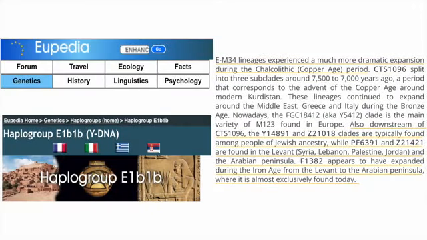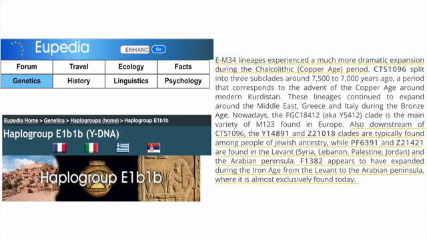According to the webpage Eupedia titled E1B1B, it reads, "E-M34 lineages experience a much more dramatic expansion during the Chalcolithic (Copper Age) period. Also, downstream of CTS1096, Y14891 and Z21018 clades are typically found among people of Jewish ancestry, while PF6391 and Z21421 are found in the Levant, Syria, Lebanon, Palestine, Jordan, and the Arabian Peninsula.